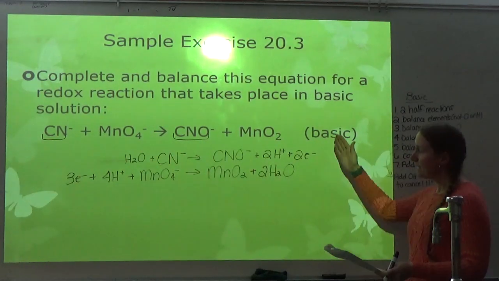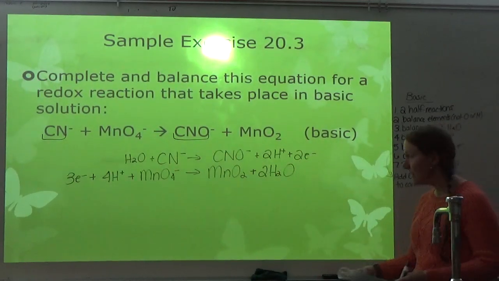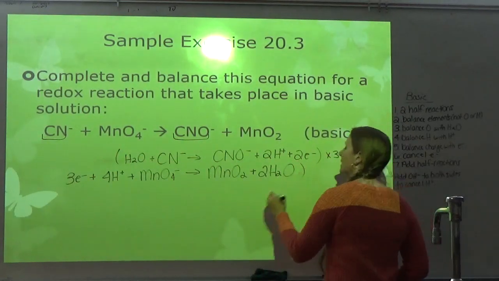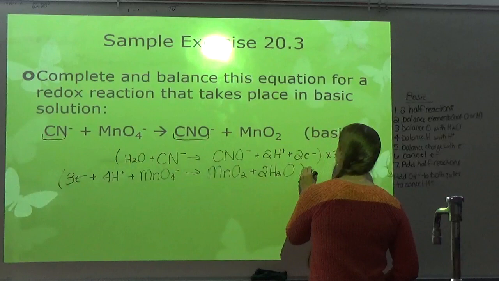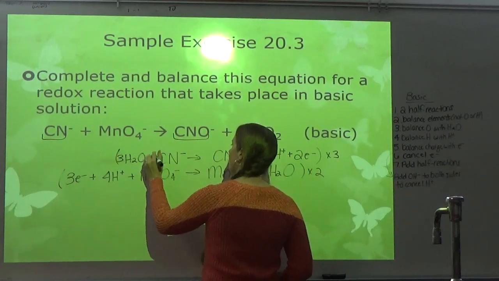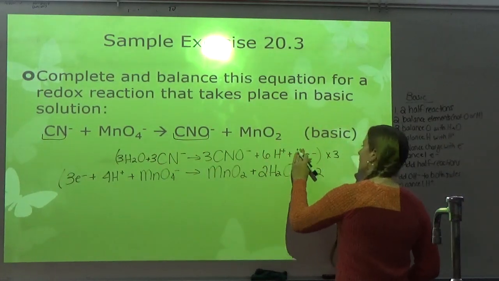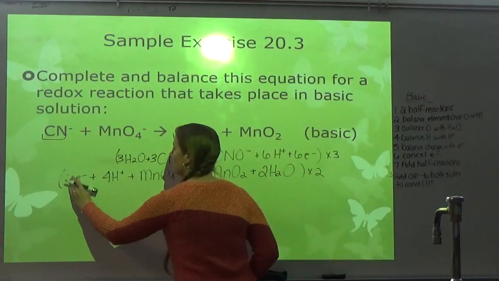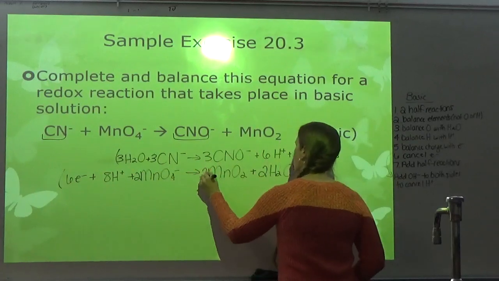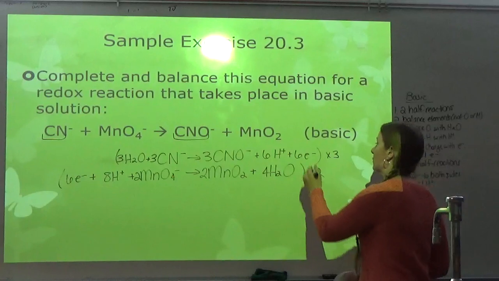All right, so I've got to fix my electrons real quick. The problem is I have 2 and I have 3. That means this one I need to multiply by 3 to make 6. This one I need to multiply by 2 to make 6. So this becomes 3. Oh, my plus was too close. 3, 3, 6, 6, just like that. This becomes 6, 8, 2, 2, and 4. And so see, now my electrons will cancel.